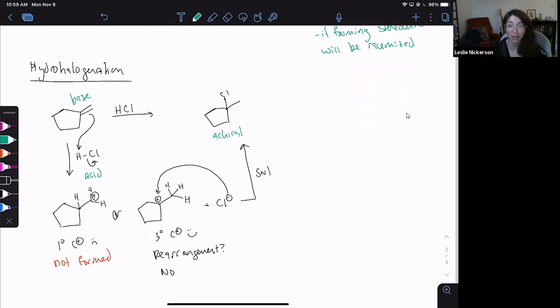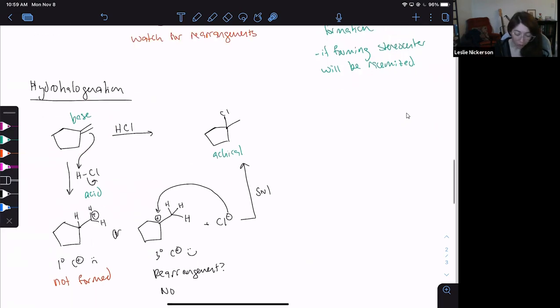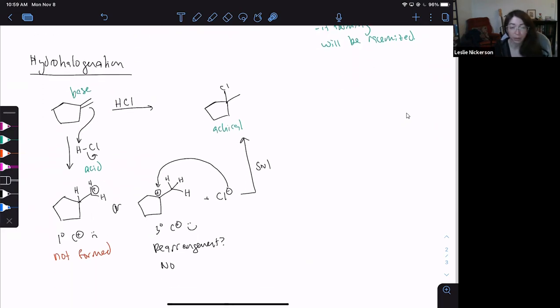So hopefully this isn't a huge leap. Really the new part is doing an acid-base reaction of an alkene, and then of course our hydrogenation, which is a little bit different.